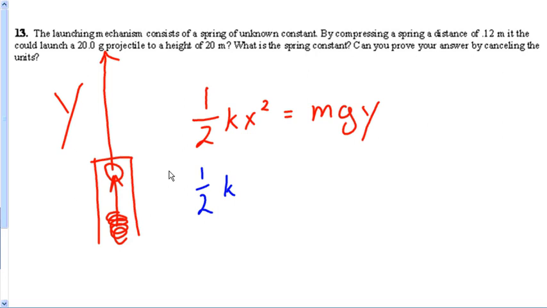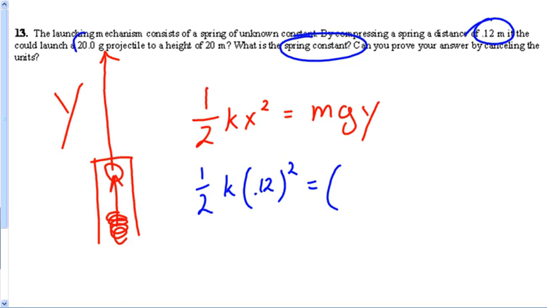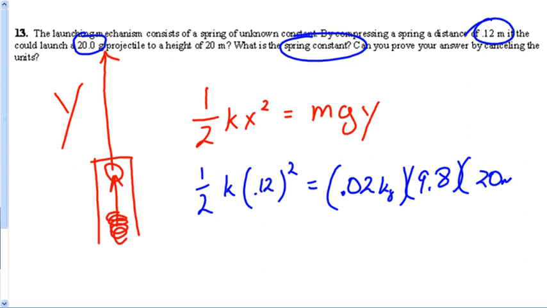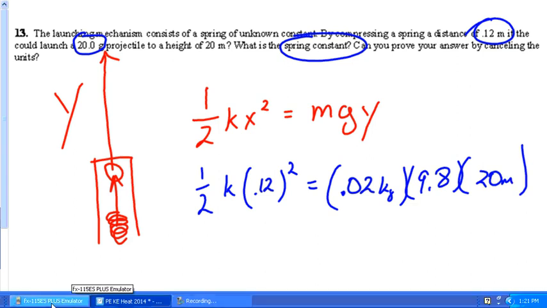And so all I have to do is 1 half. The problem's actually looking for k, because it says, what is the spring constant? k times x squared, where x is 0.12. It tells me how far you can move the spring. The projectile is 20 grams, which would be 0.02 kilograms, times 9.8, times y, which is 20 meters. And so now we'll do a little math on this.